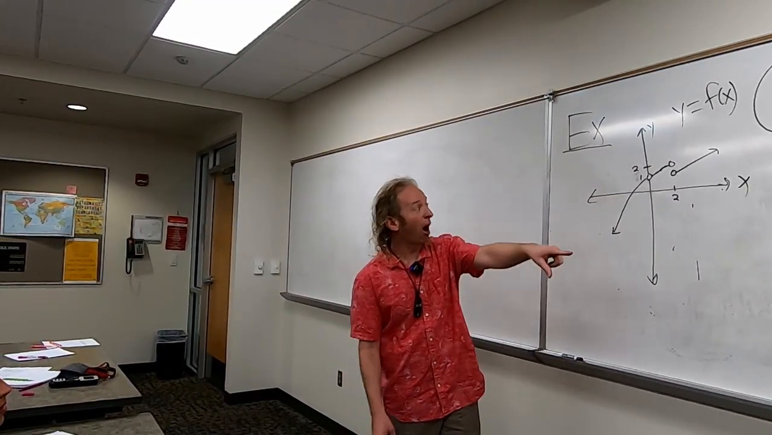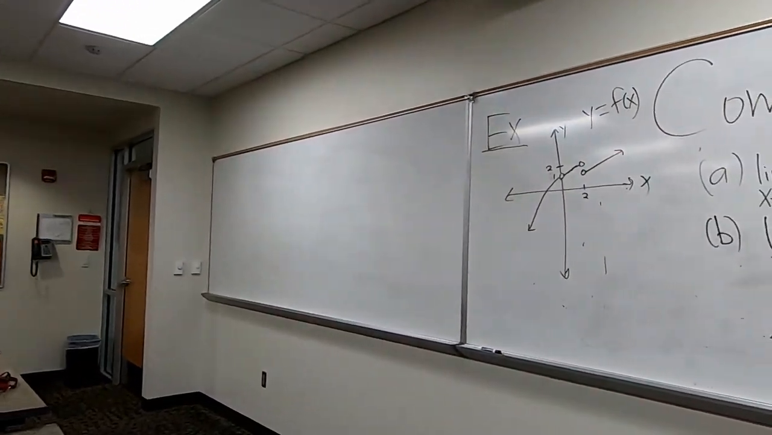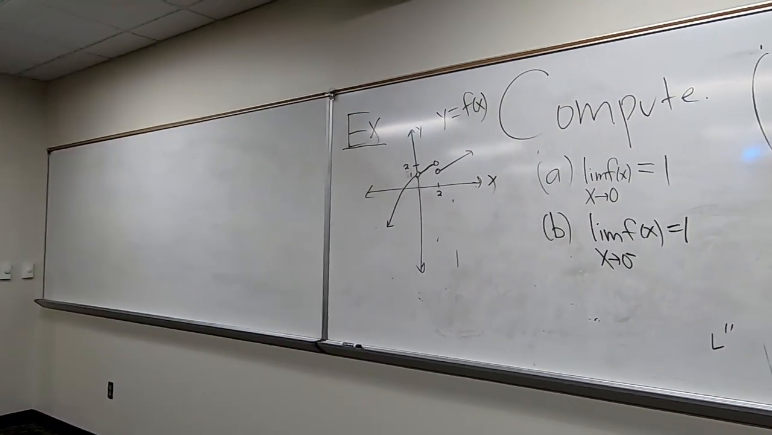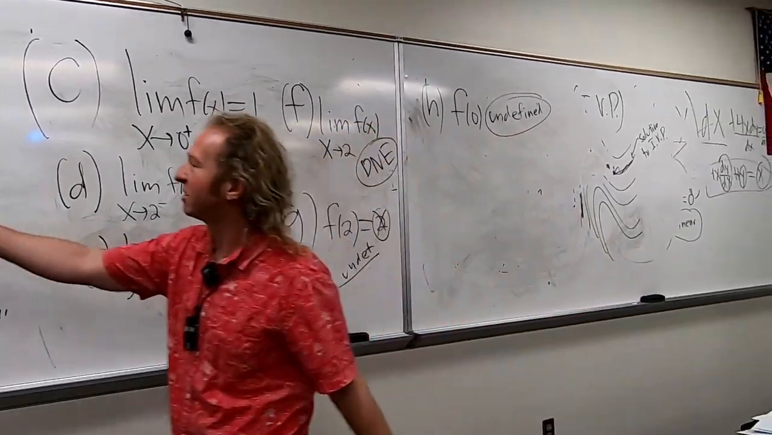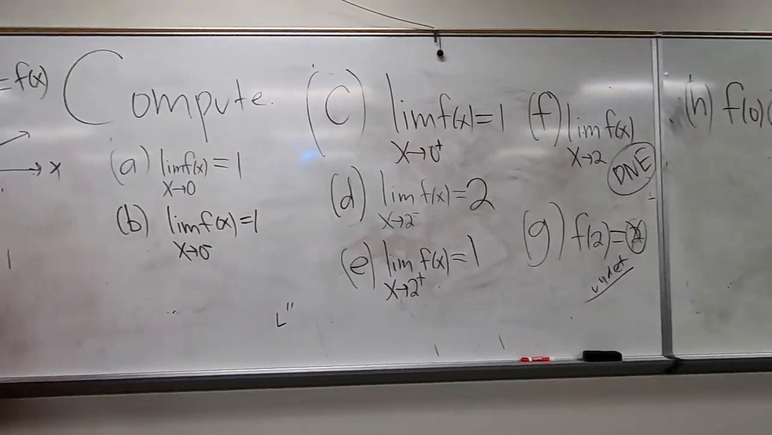If you had it as two holes, it wouldn't be D and E for F anymore. It would be undefined. Good. What's your name? Sarah. Good, Sarah. So if we change it like this, it becomes undefined. Very good.